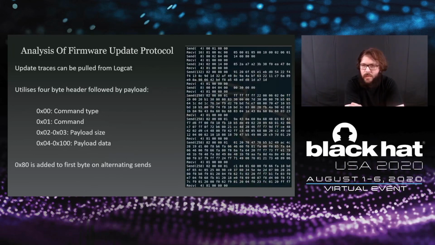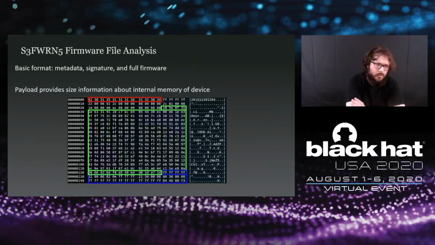I pulled these traces from logcat just by running logcat while doing a firmware update, and found that it was made up of a command type, which was usually 0, 1, or 2, a command, which was based on what aspect of the firmware update was being performed, and a payload size, which was 2 bytes, but was limited to only 256 bytes in total, as well as a parity bit at the top of each command and type in order to set where they were in the firmware update process.